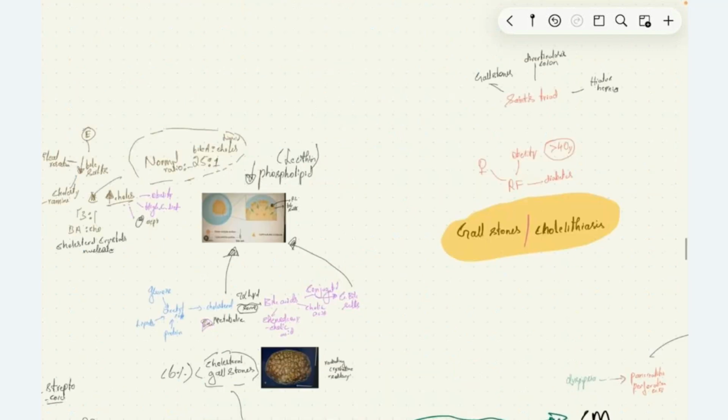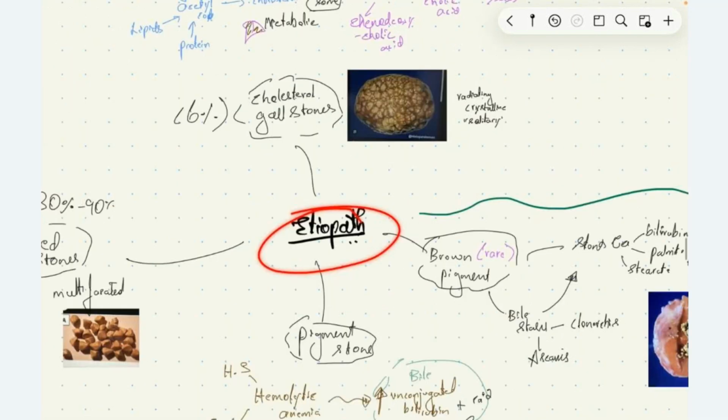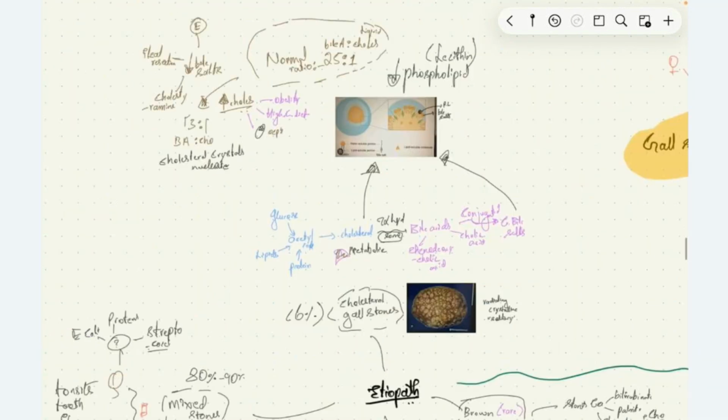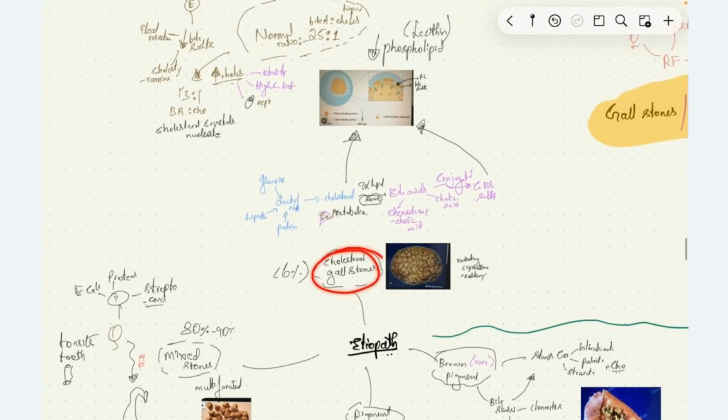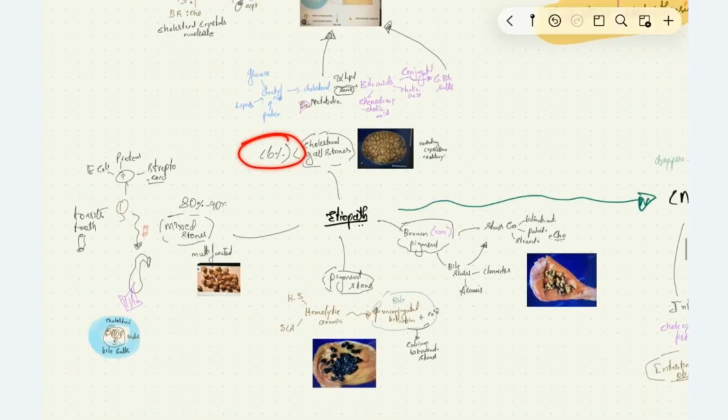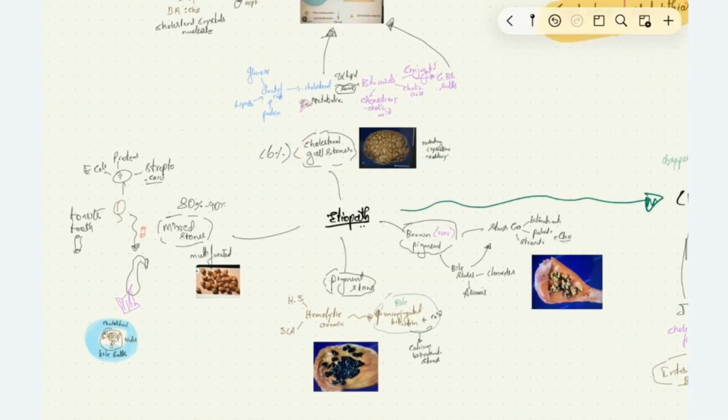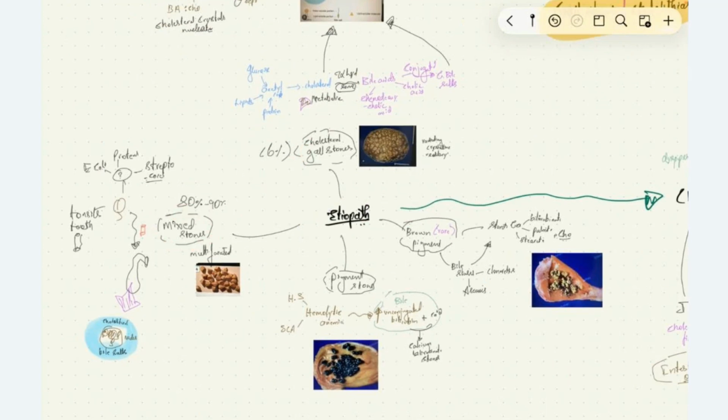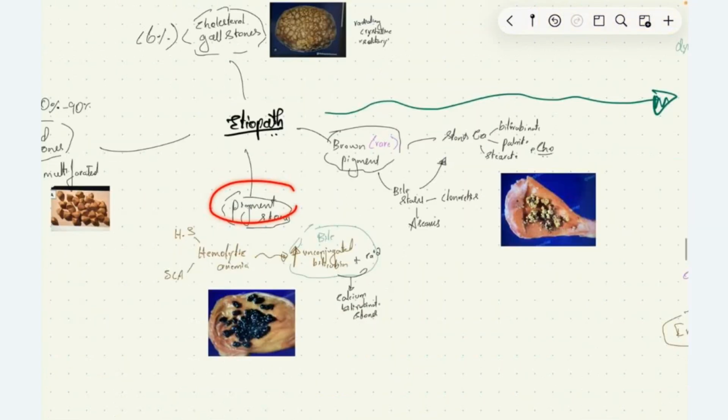We are now seeing the etiopathophysiology of gallstones or cholelithiasis. Cholesterol gallstones account for 6% of gallstones that we see in the normal population. The mixed type of gallstones occurs in 80 to 90% of patients. It's the most common kind of gallstone seen. Then we have pigmented stones and brown gallstones.